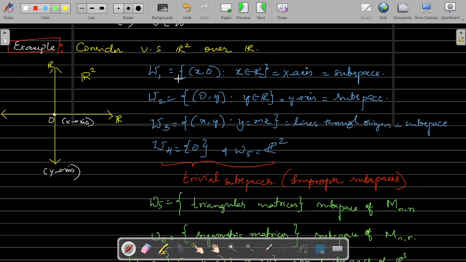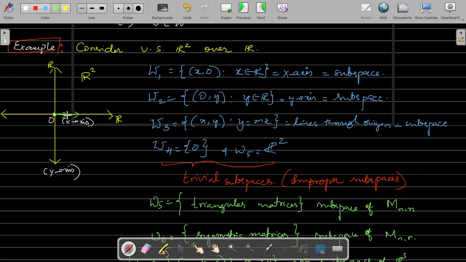Say for example, W1 equals the set of all vectors on the x-axis, represented as (x, 0), where x belongs to R. This is the x-axis, and it is a subspace. When you add any two such vectors, the result is again on the x-axis; it won't go anywhere outside. If you scale a vector, either increasing or decreasing the length, in the same direction or the opposite direction, it will be on the x-axis. Similarly, 0 is always there on the x-axis. Hence this becomes a subspace.